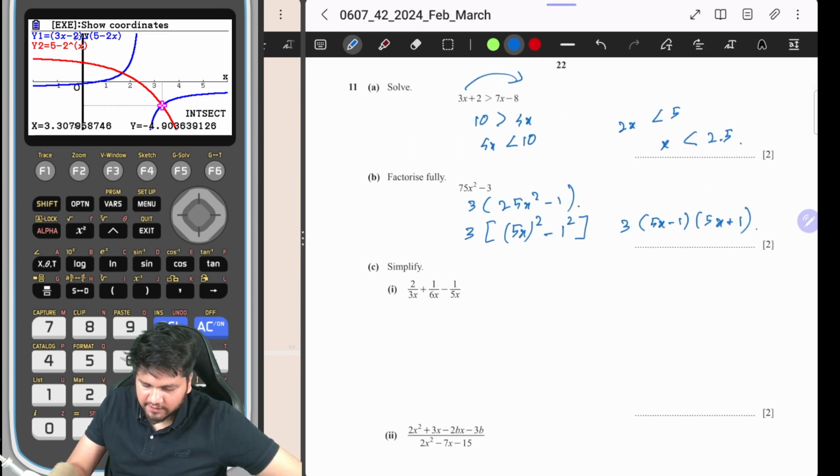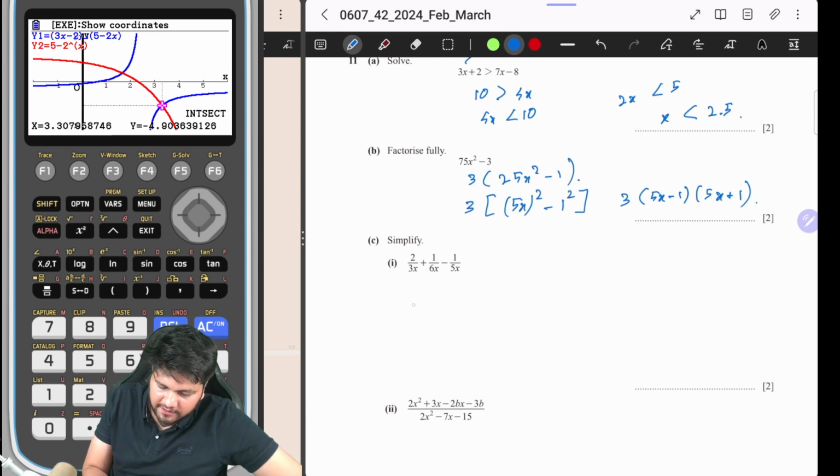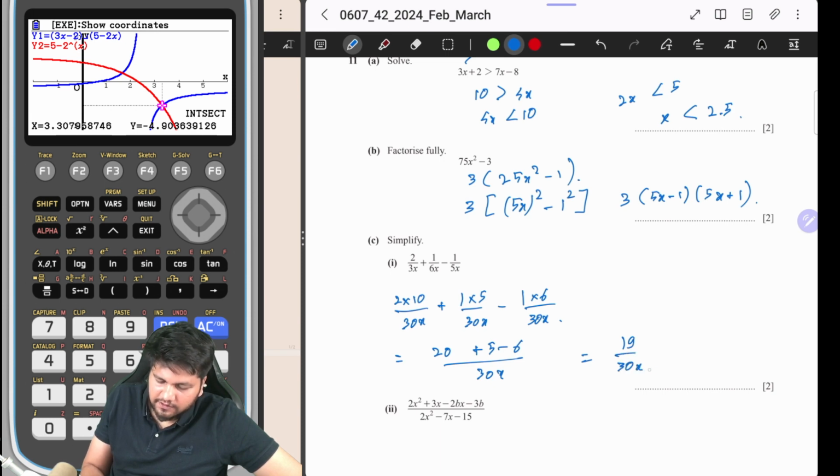Simplify fully: 2 by 3x plus 1 by 6x minus 1 by 5x. You can put the LCM. 3 and 6, the LCM is 6. 6 and 5, the LCM is 30. So we need to make the denominator 30x. I'll multiply the first by 10, the second by 5, and the third by 6. So the answer is going to be 20 plus 5 minus 6 upon 30x, which is 19 by 30x. That's your answer.